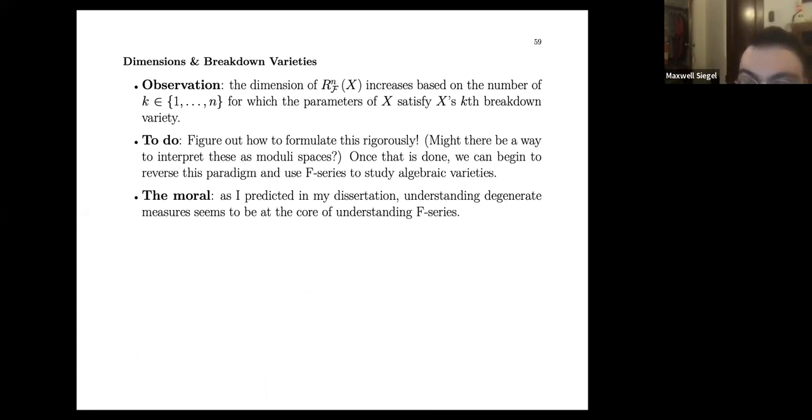Note that while it's clear that the dimension of something is going up, formulating this rigorously is a bit of a thorny issue at the moment, due to the fact that there's no reason to expect the space of F degenerate measures to be finite dimensional. Figuring out the right formalism for this is on my to-do list, and once that is done, we can start figuring out how to reverse this paradigm and use F theories to study algebraic varieties.